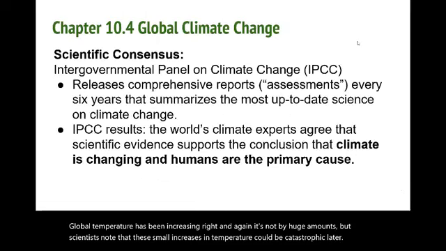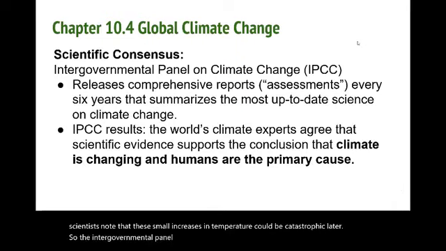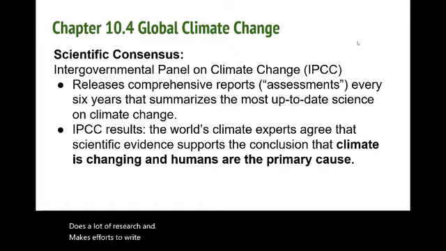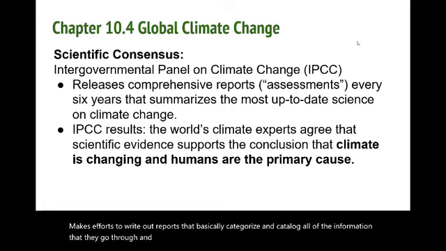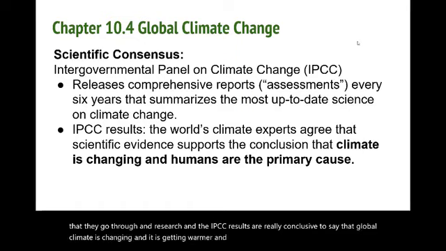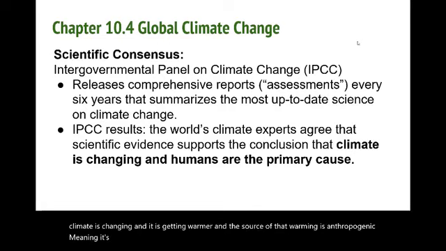The Intergovernmental Panel on Climate Change, the IPCC, does a lot of research and makes efforts to write reports that basically categorize and catalog all of the information that they research. The IPCC results are really conclusive in saying that our global climate is changing and it is getting warmer, and the source of that warming is anthropogenic, meaning it's a result of human activity.